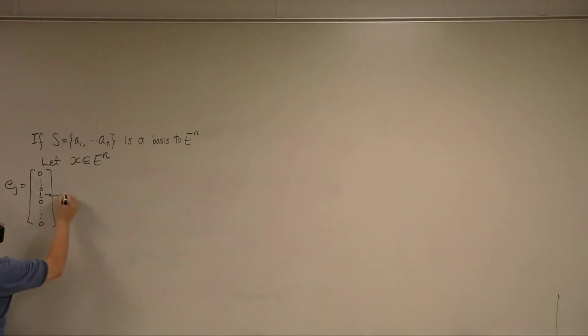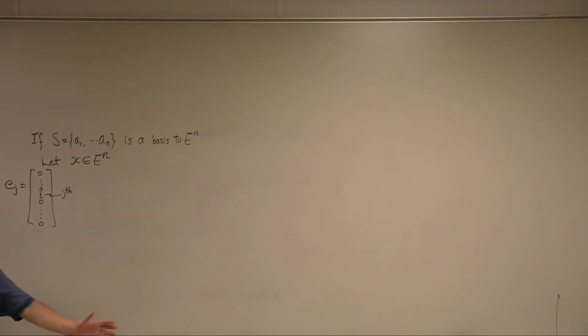And this is in the j's place. Make sense? So E1 means what? The first one is 1, rest of them 0. E2 means what? The second place 1, rest of them 0. So it's basically a unit vector for each coordinate. Remember? In the Cartesian system.